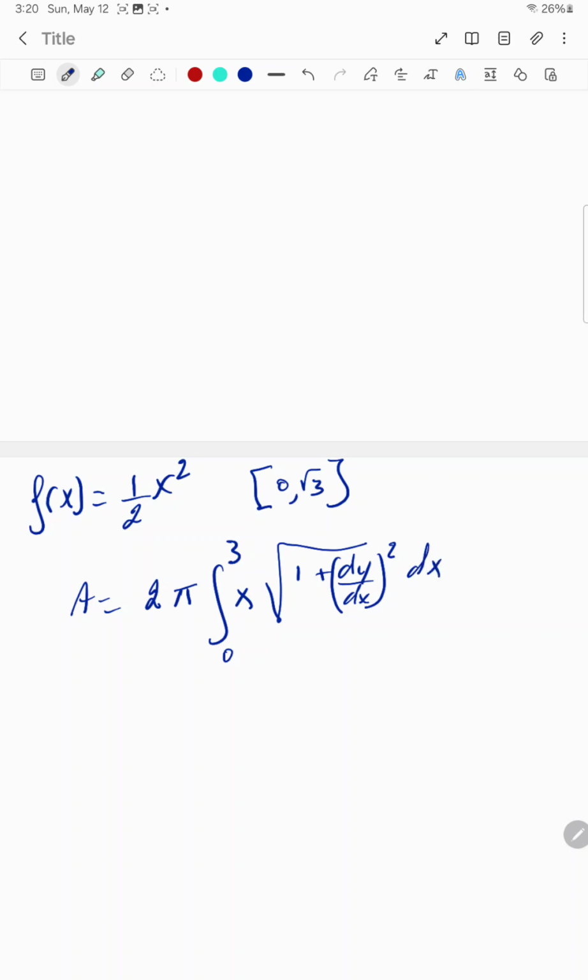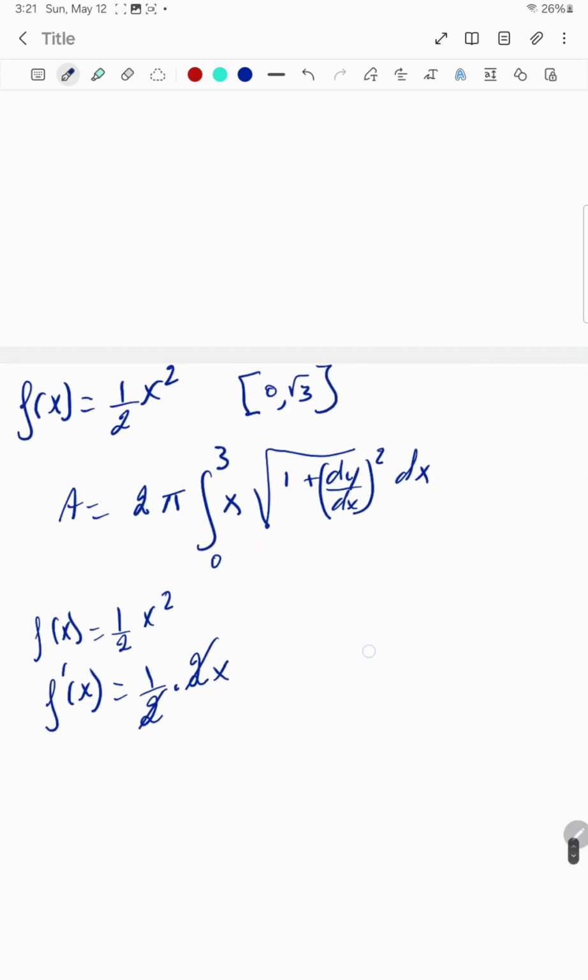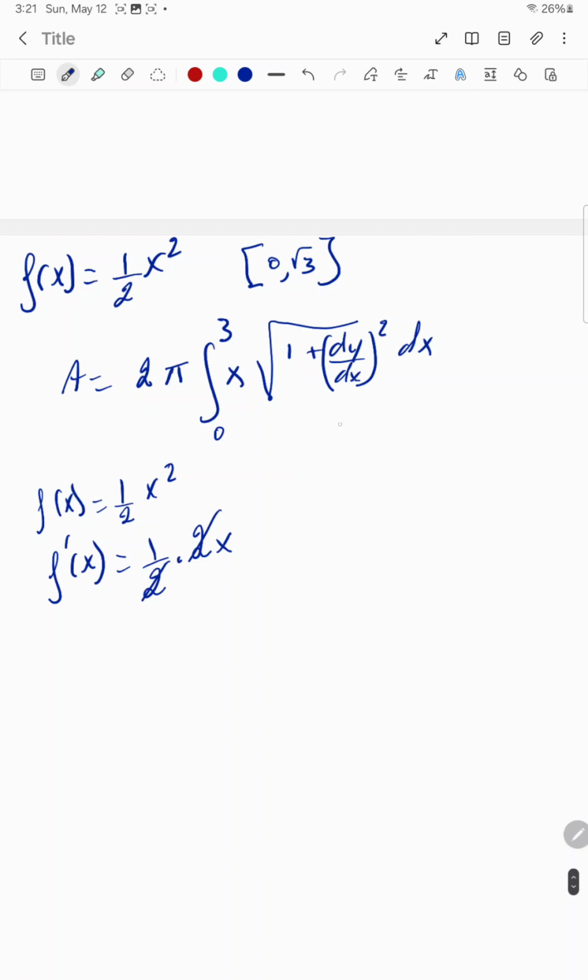And now I have f of x equal to 1/2 x squared, so f prime of x is equal to 1/2 times 2x, so this and this would disappear, so f prime of x is equal to x, so dy over dx is equal to x. So my area becomes 2 pi times x square root of 1 plus x squared, because I have the square here, dx.